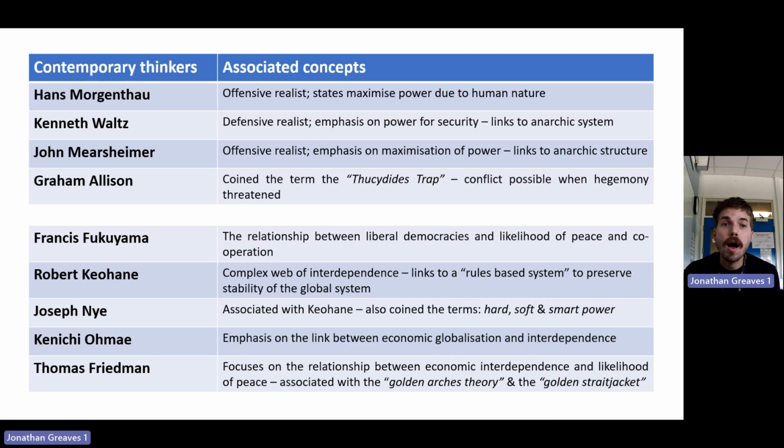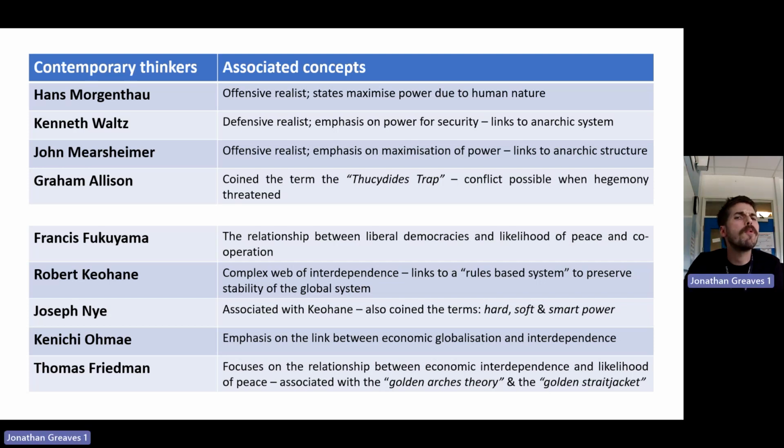Graham Allison, most linked to the Thucydides trap, we did see a TED talk on this. And so Graham Allison might come into play if we talk about the likelihood of conflict, because he would argue that a hegemon will feel threatened by an emerging second power, in this case China, and will likely try and provoke a conflict in order to preserve its status as number one.